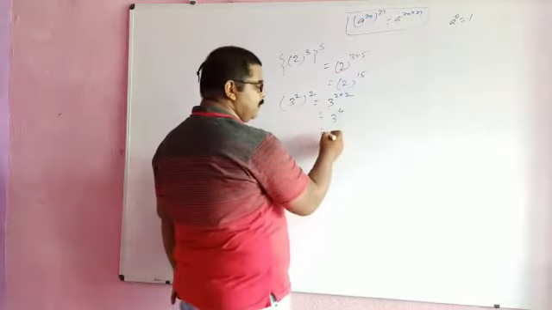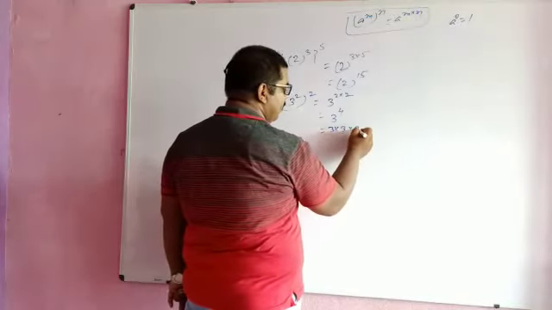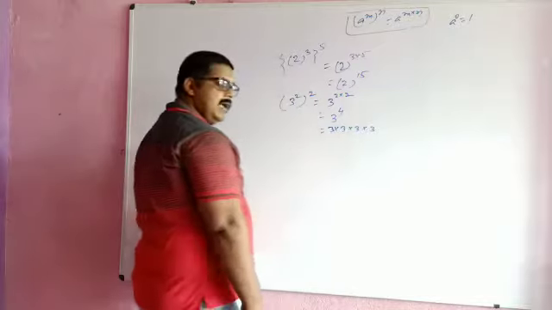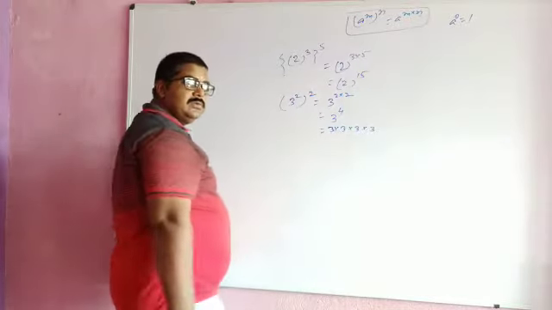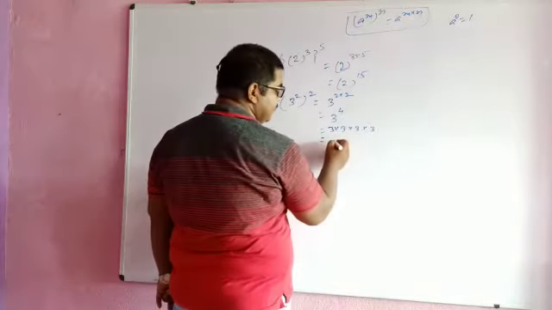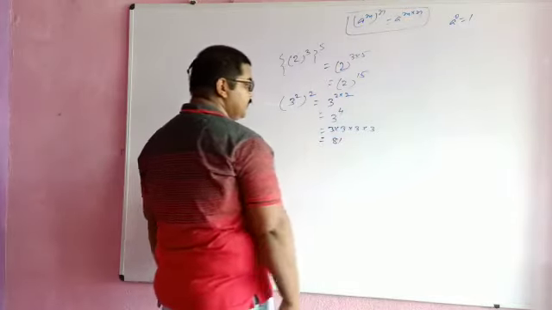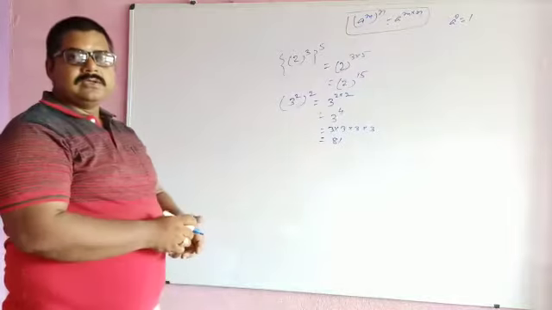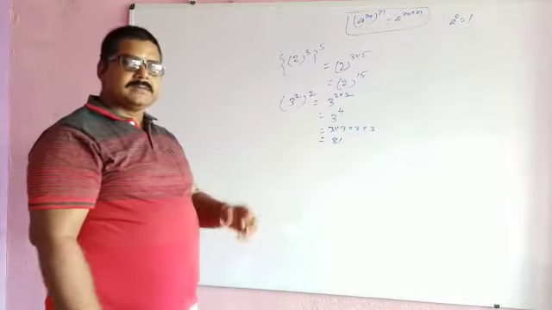Actually, 3 to the power 4 means 3 is multiplied how many times? 4 times, and after that you need to multiply, and if you multiply, then what do you get? Actually 81. So in this way you are able to find out its value.